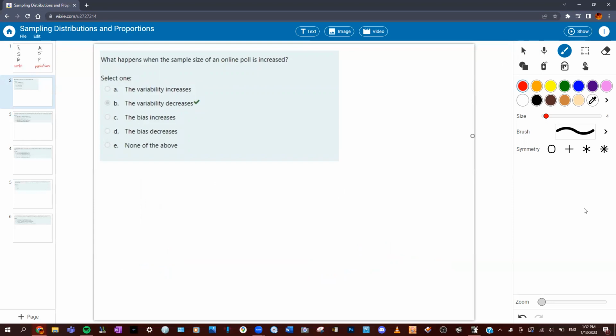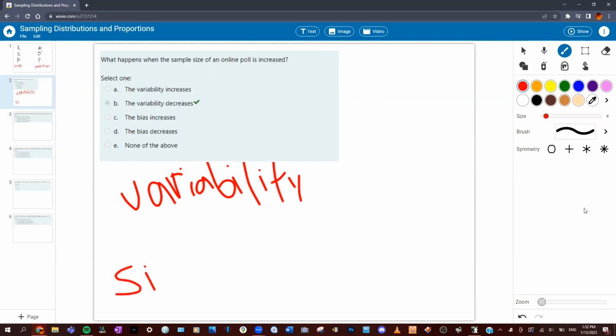What happens when the sample size of an online poll is increased? There will always be ones like this, the ones that just don't have numbers. Sometimes they're easy, sometimes not, but this one is easy. So variability, what is that? Variability is kind of the difference. It's just saying that there's a difference. So as the sample size increases, what should happen to the variability?